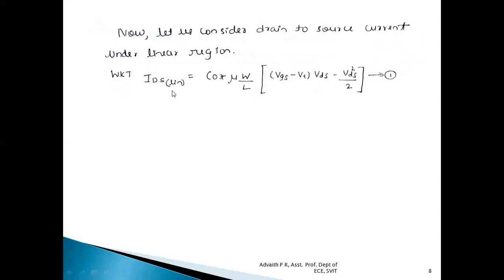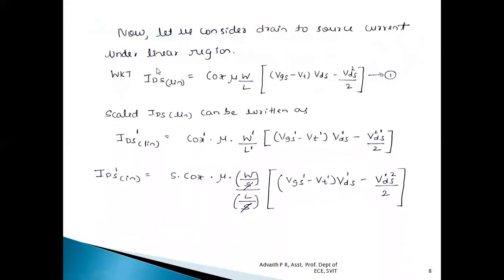This particular equation was dealt with in our previous sessions when we derived expressions for drain to source current under various regions of operation such as cutoff region, linear region, as well as saturation region. For the sake of explanation here, we have considered the linear region of operation. So IDS is equal to COX mu W by L into VGS minus VT into VDS minus VDS square divided by 2. I'll be considering that as equation number 1.